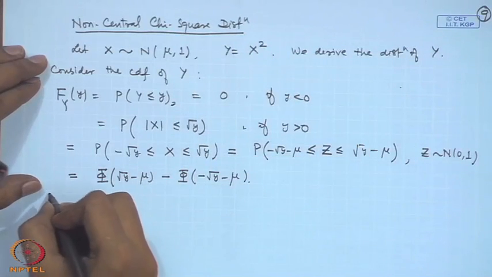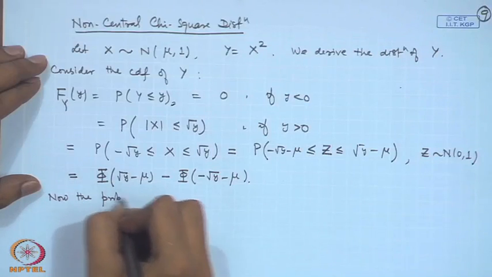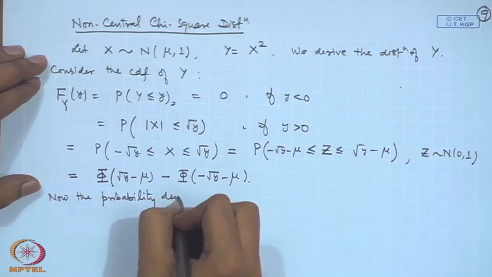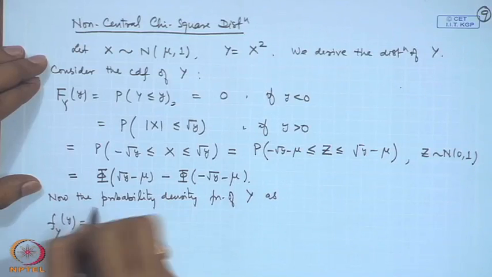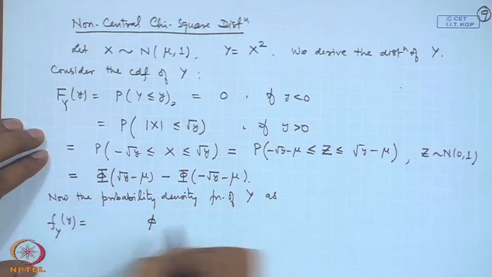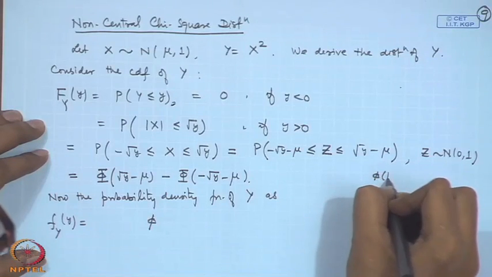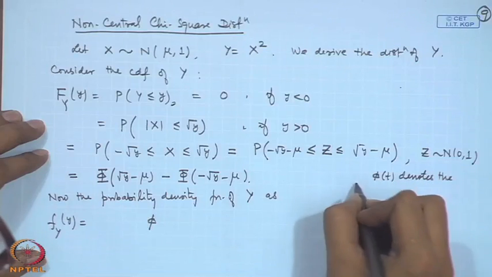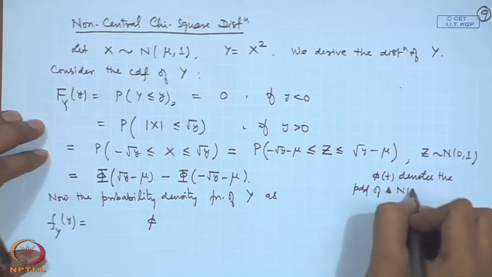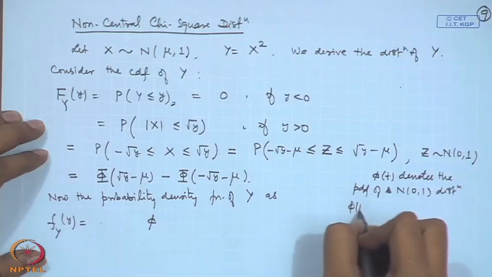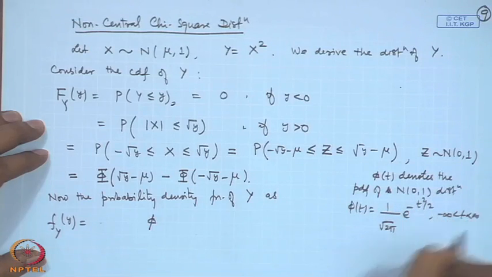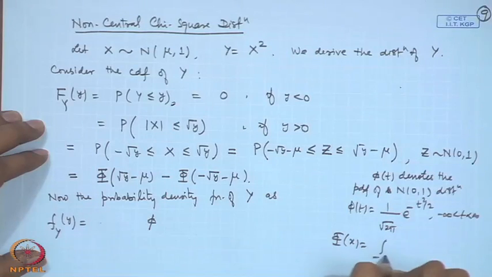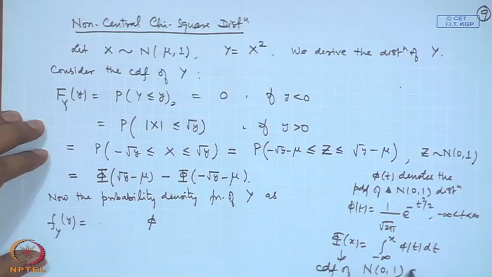So, we can also find out the probability density function. So, derivative of capital phi will be small phi. Let us revise the definitions. This small phi t denotes the PDF of standard normal distribution, that is phi t is equal to 1 by root 2 pi e to the power minus t square by 2, and capital phi x, that is nothing but the cumulative distribution function, that is CDF of normal 0 1 distribution.